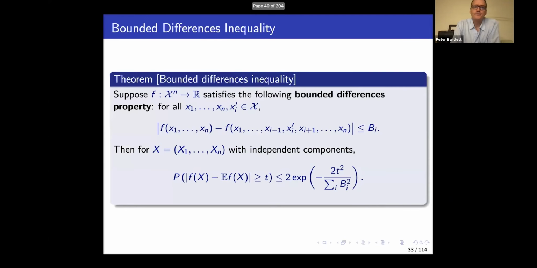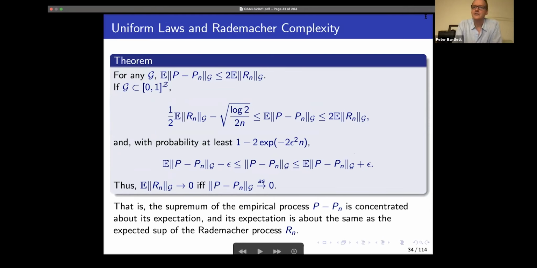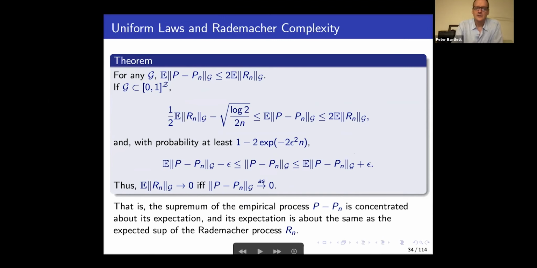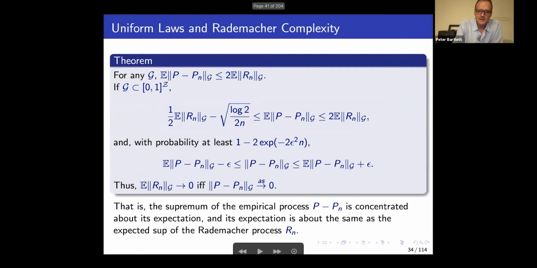Okay. So this is also called McDiarmid's inequality. Colin McDiarmid popularized it. It's also known as the Hoeffding-Azuma. No, I guess this is a generalization of that. The Hoeffding-Azuma gives essentially the same result under more restricted conditions.